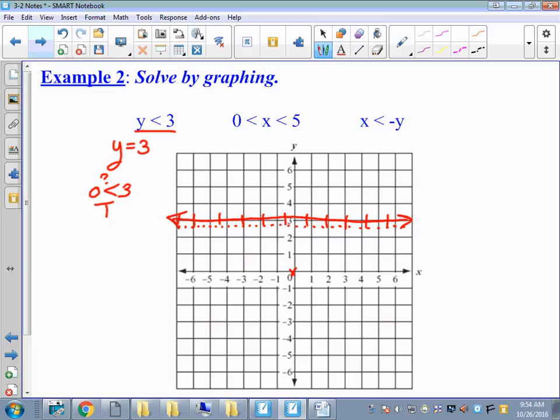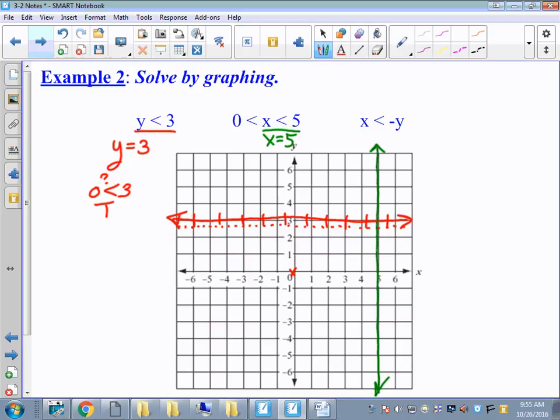Okay? Let's go ahead and do the second part. So the second part I'm going to graph is this inequality right here, x less than 5. So x less than 5 is the second half of that between inequality. x less than 5 is really the equation x equals 5. And so x equals 5 is a vertical line at 5, going through x is 5.